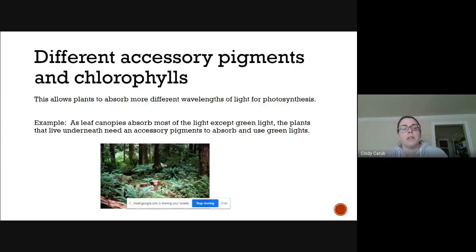And then accessory pigments and chloroplasts. This is another example. This allows plants to absorb more wavelengths of light for photosynthesis. So for instance, if you look at a forest, the leaf canopy is going to get a lot of that green light. Some will still get to the plants on the bottom, but they're going to need some accessory pigments to absorb other wavelengths of light too. So you would see, if you look at Coleus, I think, that comes out soon, a lot of them will have a red color or some purple tinge to them as well. And that's because they're using some accessory pigments.